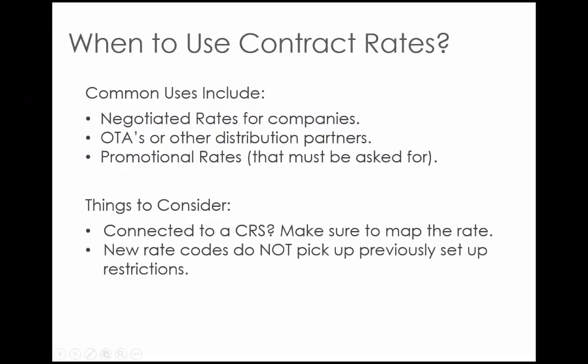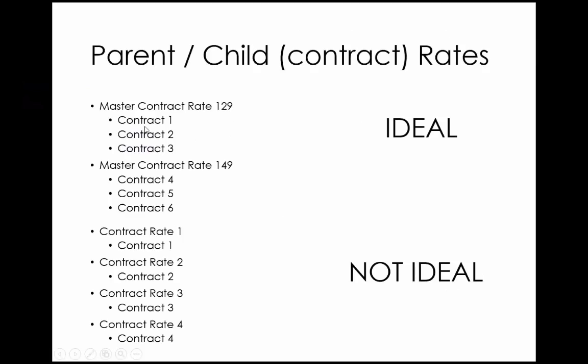Sorry, I'm going to go to the different screen. I'd rather set up a master contract rate for negotiated rates, where I've got a master contract rate that gives all my rooms at a 129 rate, and I can attach contract 1, 2, and 3 to it. And then I've got a contract rate that starts at 149, and I can put contracts 4, 5, and 6 with it. It lets me control things in a much better way, in how contract rates get created and what happens in the system, versus doing contract rate 1 in rate setup and then attaching the contract, and contract rate 2 and doing the contract 2, and contract 3 and contract 4, and going from there.